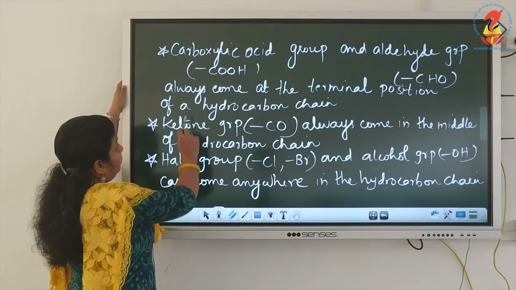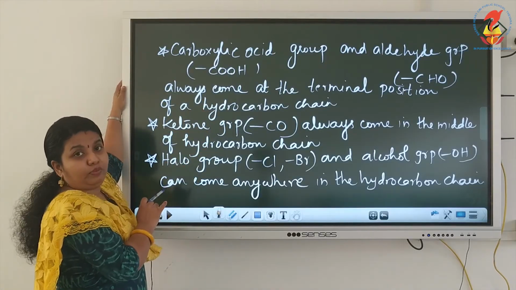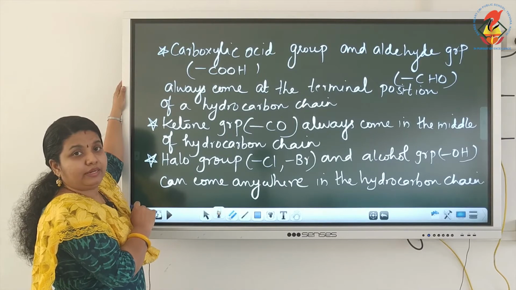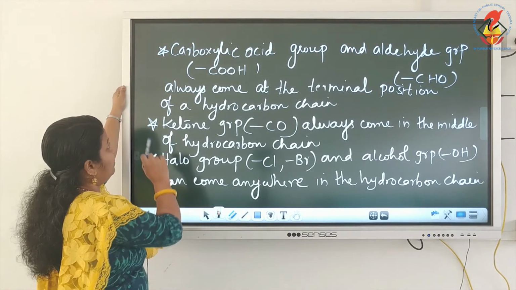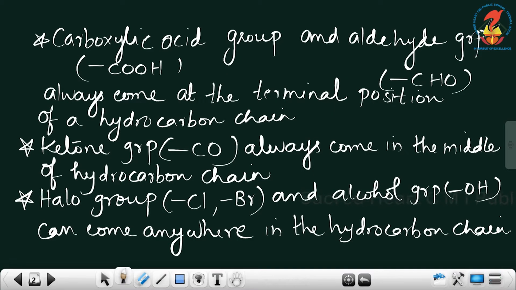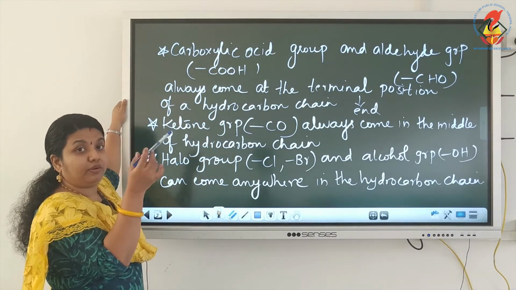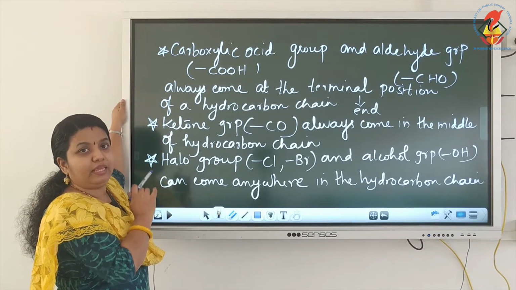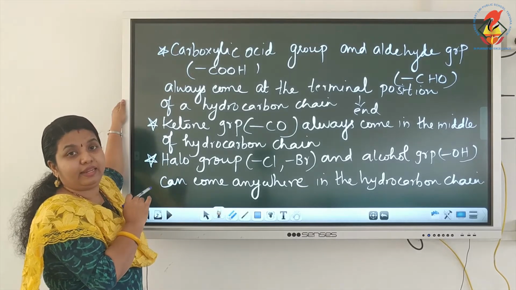So, there are three rules to be followed when you write the structural or condensed formulae of organic compounds. First one is carboxylic acid group. Carboxylic acid group is COOH group and aldehyde group, CHO group, always come at the terminal position of a hydrocarbon chain. Terminal position means end position only, either on the left hand side or on the right hand side.